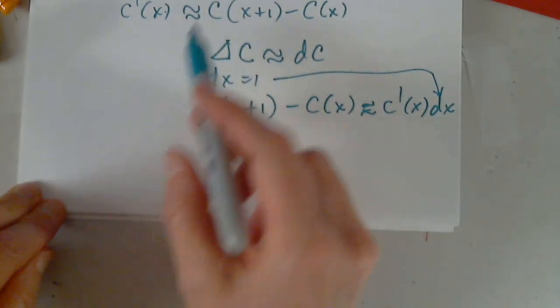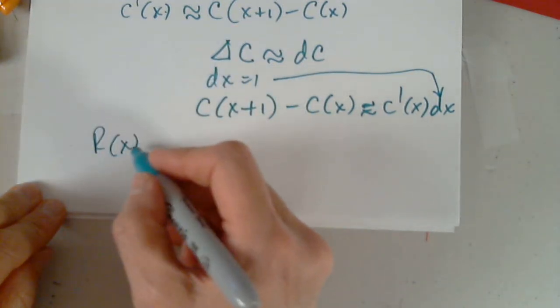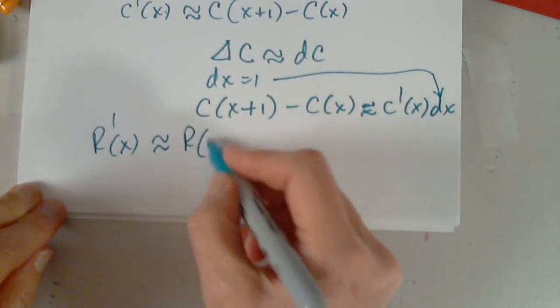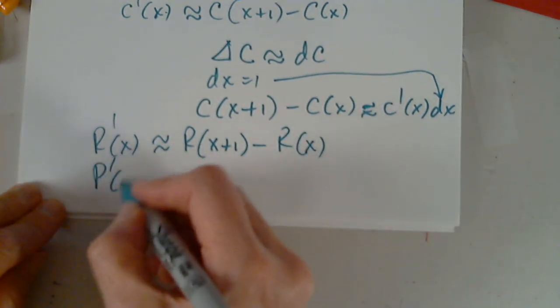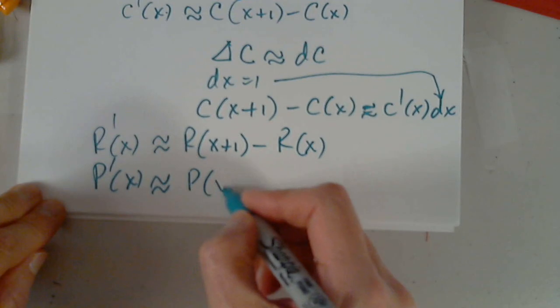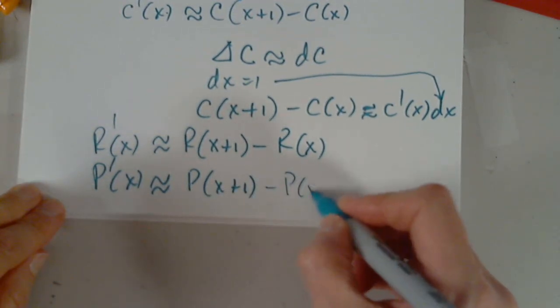The same, everything the same for the revenue, for the marginal revenue. It's r of x plus 1 minus r of x. Of course, for marginal profit, the same thing. The profit of x plus 1 minus the profit of x.